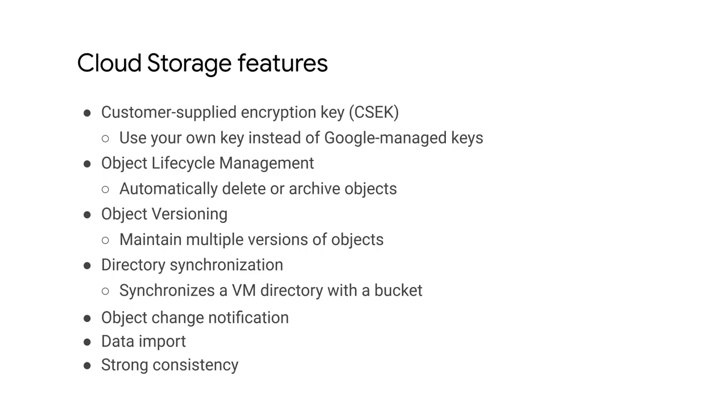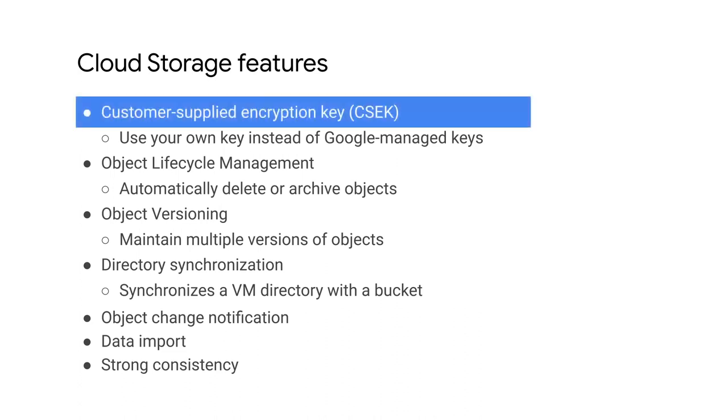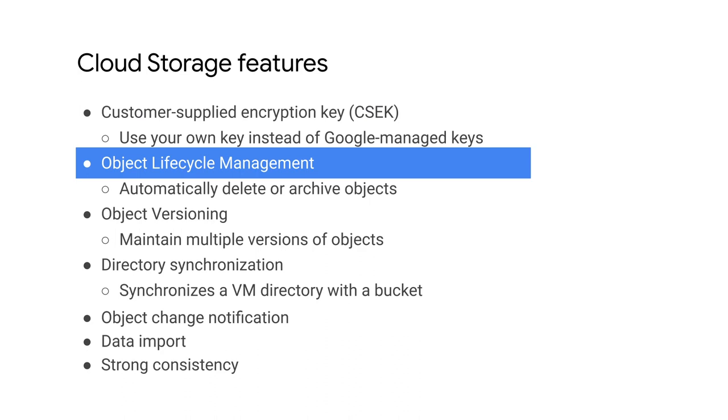There are also several features that come with cloud storage. I will cover these at a high level for now because we will soon dive deeper into some of them. Earlier in the course series, we already talked a little bit about customer-supplied encryption keys when attaching persistent disks to virtual machines. This allows you to supply your own encryption keys instead of the Google Managed Keys, which is also available for cloud storage. Cloud storage also provides object lifecycle management, which lets you automatically delete or archive objects.